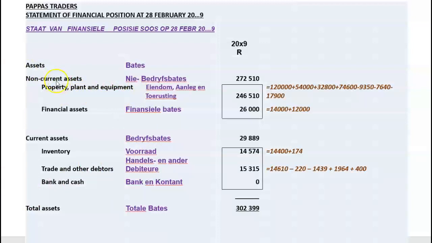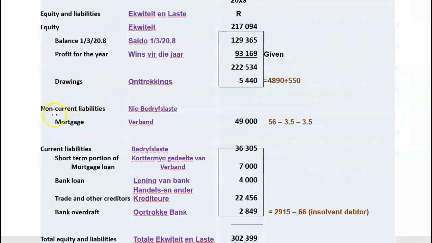Please make sure that you know exactly how to disclose the items. I'm talking about property, plant and equipment. I'm talking about financial assets. I'm talking about non-current liabilities. Remember to transfer the short-term portion here to the current liability side. That is the total. It must be there. Make sure that the short-term bank loans are also being shown as a current liability and not as a non-current liability. Make sure that your bank overdraft will be featured here under current liabilities because it's got a credit balance and not a debit balance.